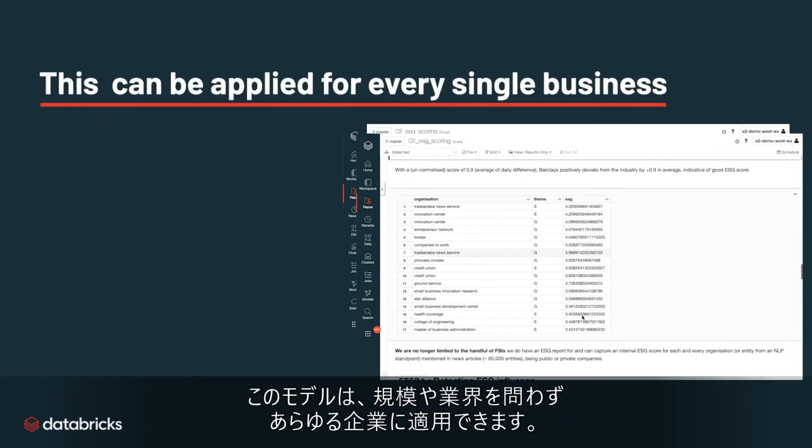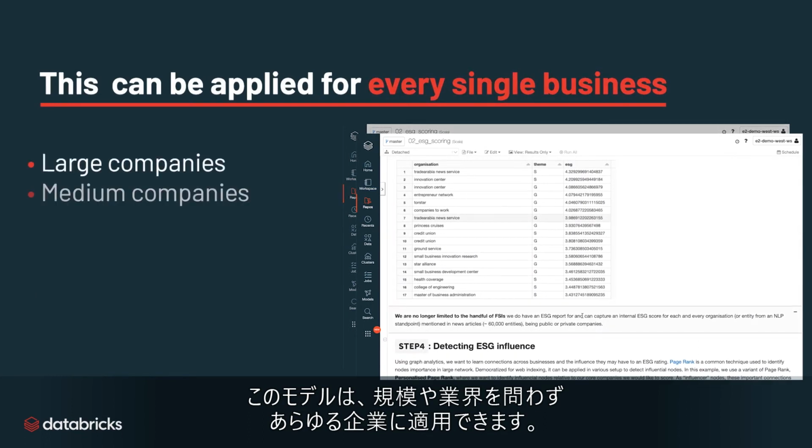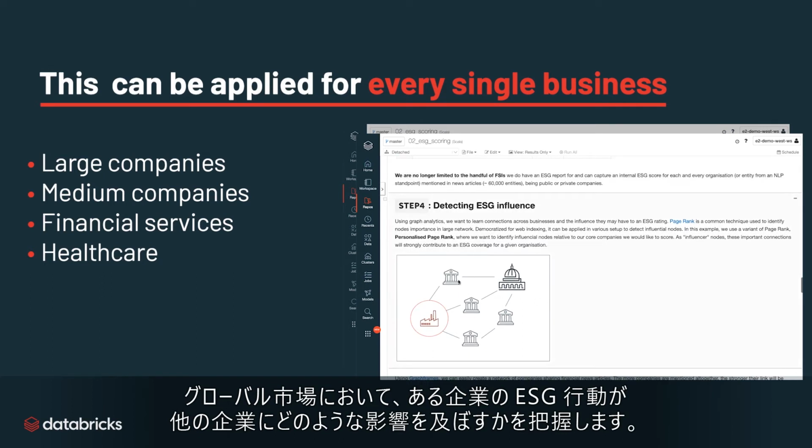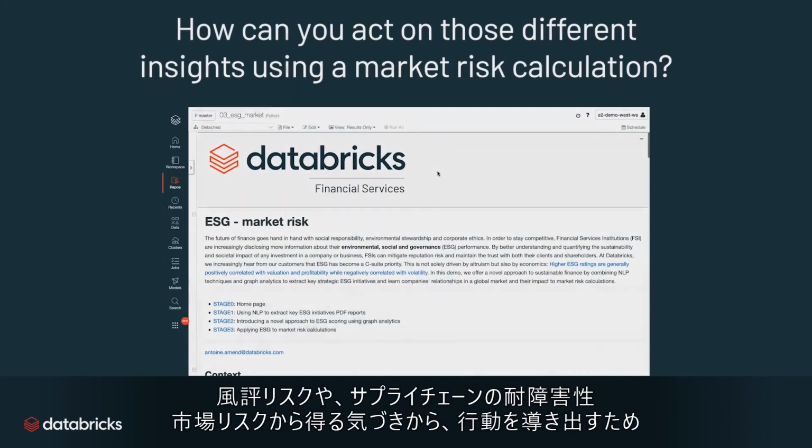This can be applied for every single business, large or medium companies, financial services or healthcare, and understanding the influence one business's ESG negative or positive practices has on another in an interconnected global market. Moreover, how can you act on those different insights using a market risk calculation looking at this from a reputational risk or supply chain resilience perspective?